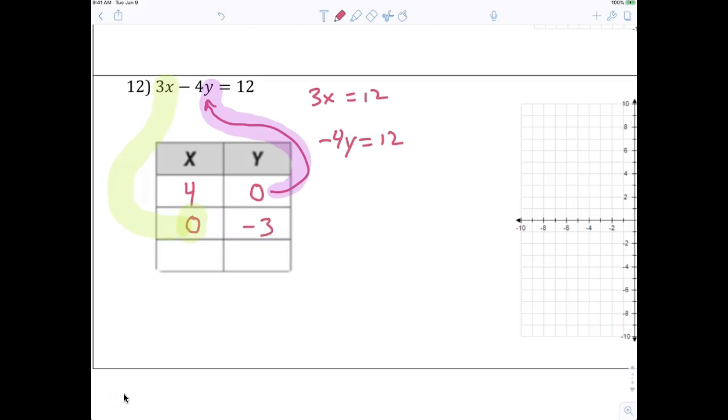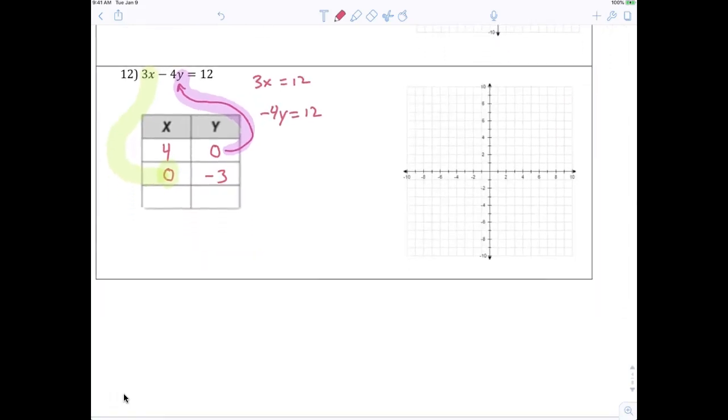Anybody having issues with 0, negative 3? Anybody have any issues with 0, negative 3? You good? All right, now we plot those points. 4, 0. 0, negative 3. Now we draw the line. That's what I want out of you guys, just like that.